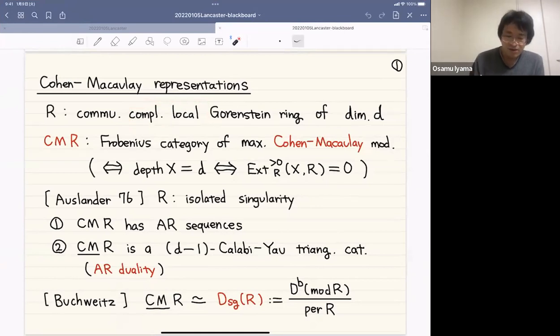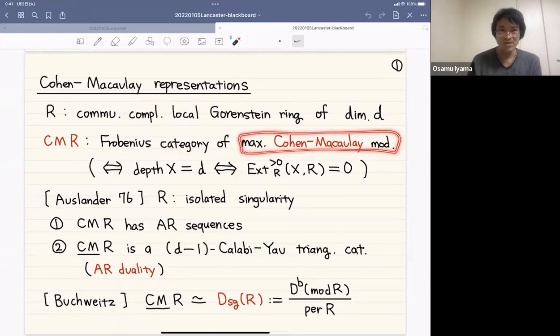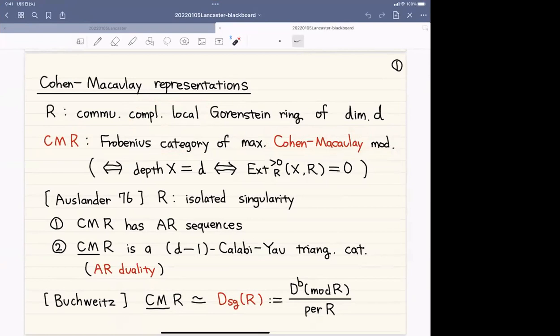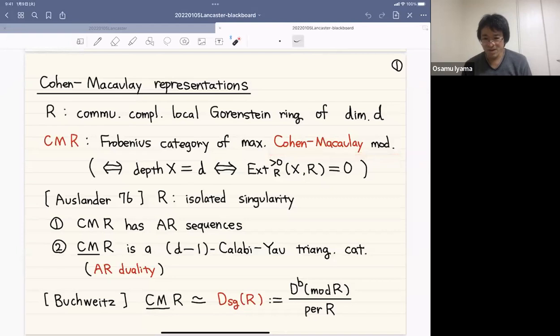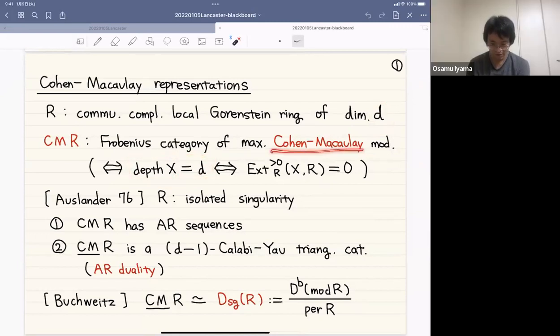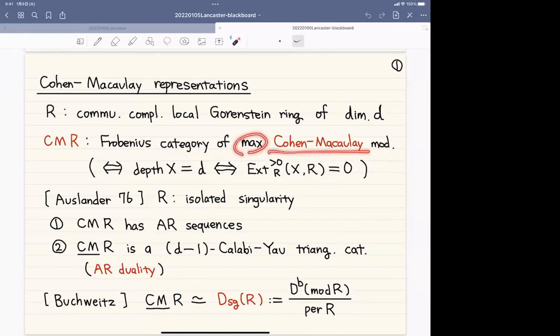Now, the category studied in Cohen-Macaulay representation theory is the Frobenius category of maximal Cohen-Macaulay modules, and I denote it simply by CM R. CM is just an abbreviation of Cohen-Macaulay, which is quite long as the name of two persons. Cohen-Macaulay modules can be defined in different ways, but the standard or classical definition is that the homological invariant, the depth of X, is equal to d, the Krull dimension. A module X satisfying this equality is called Cohen-Macaulay, or more precisely, maximal Cohen-Macaulay.